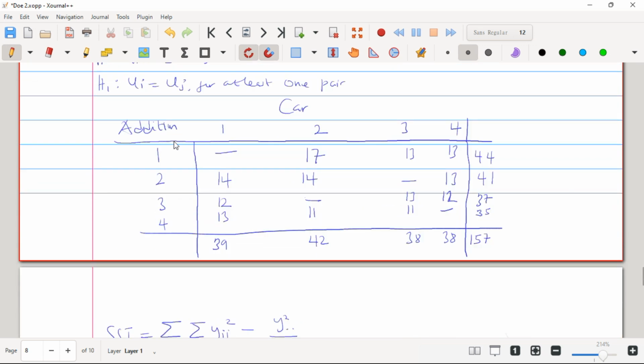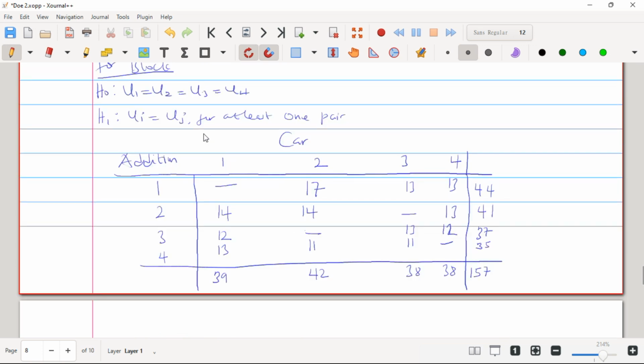And then we have the data. Once you have been given the question, just write the question again, and then find your summation for both the rows and the columns, for the individual blocks and treatments. So when you take block 1, you just add 14 plus 12 plus 13. When you take the 2, 17 plus 14 plus 11. And when you take the 3, 13 plus 13 plus 12, and then you get your solution.